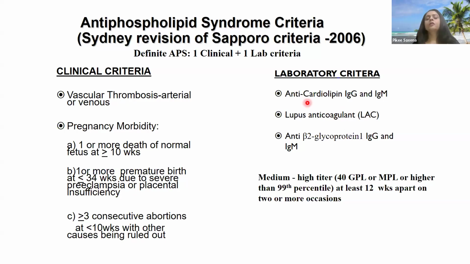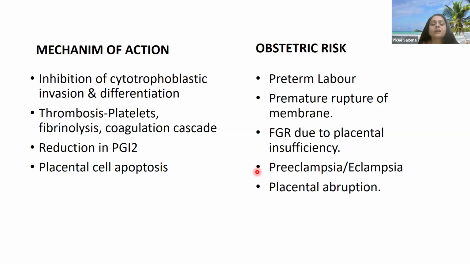In the lab criteria, if you have anti-cardiolipin antibody positive, IgG, IgM, or lupus anticoagulant positive, or anti-beta-2 glycoprotein IgG, IgM positive, then if one of these is positive, we say it is APLA positive. And you have to repeat the titers after 12 weeks, because in a number of viral infections and other conditions a false positive test may occur, and the high titer needs to be more than 40 GPL or MPL.